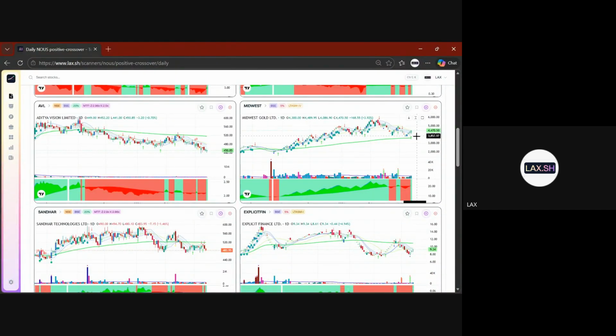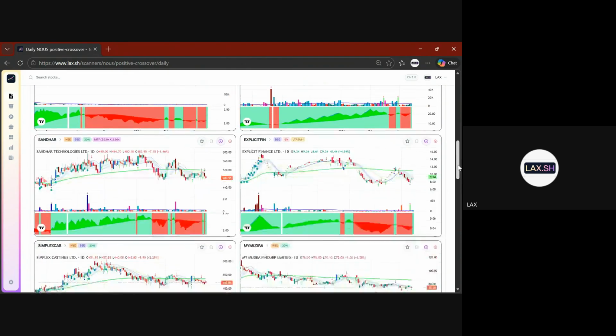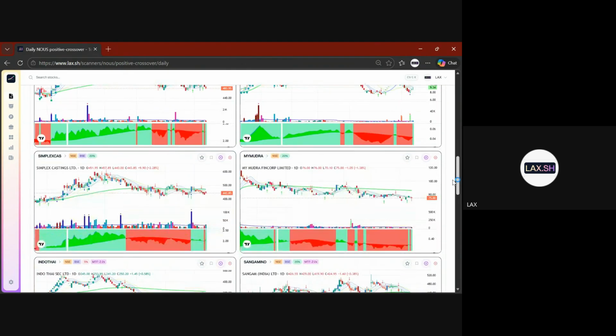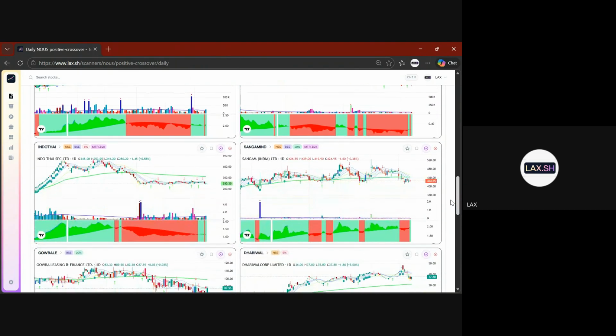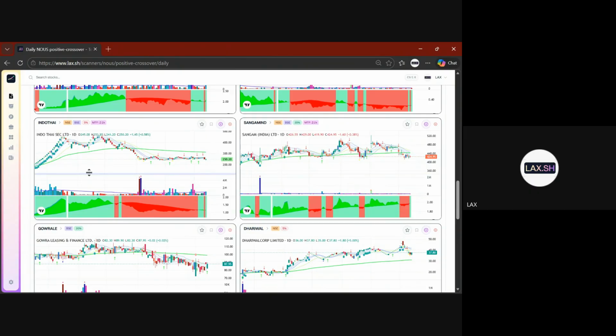What is this Midwest Gold? Pata nahi. I don't know. You can study it. And you will find a lot of new stocks here, right? You'll not know them. But if you study them, you might find some huge multi-bagger. What happened here? What happened here?